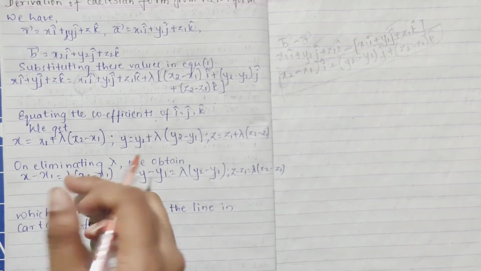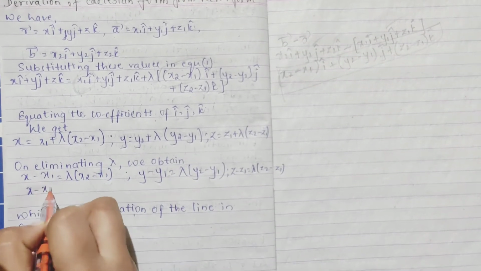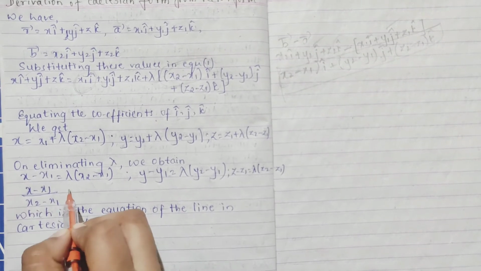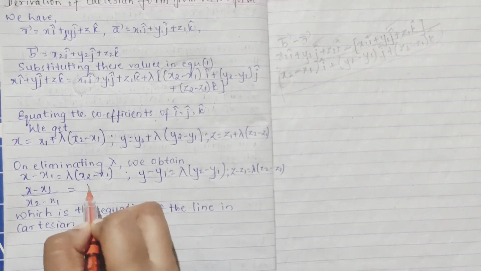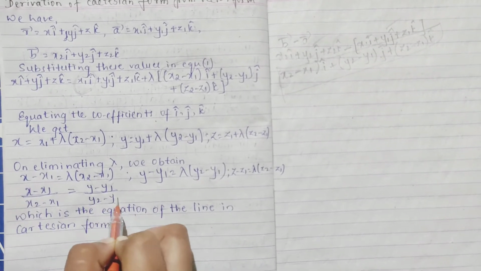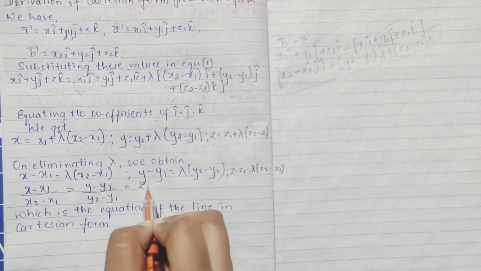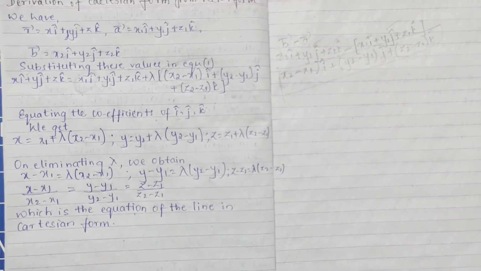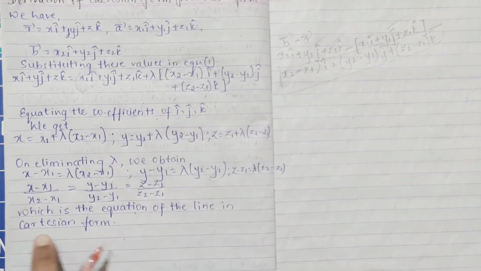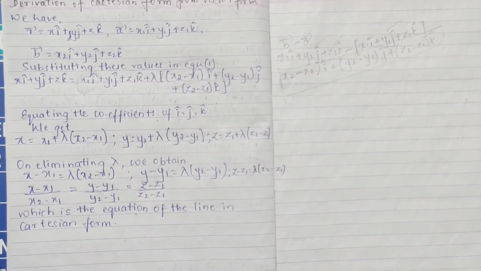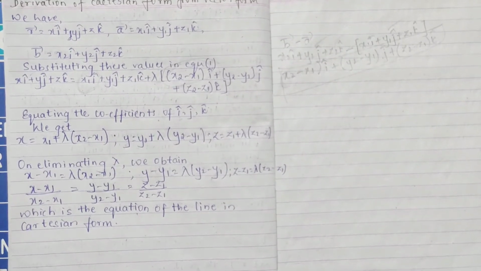So when we eliminate lambda, it becomes x minus x1 divided by x2 minus x1, which will be equal to y minus y1 divided by y2 minus y1, which will be equal to z minus z1 divided by z2 minus z1, which is the equation of the line in the Cartesian form. I hope it is clear. You have to remember these equations only.